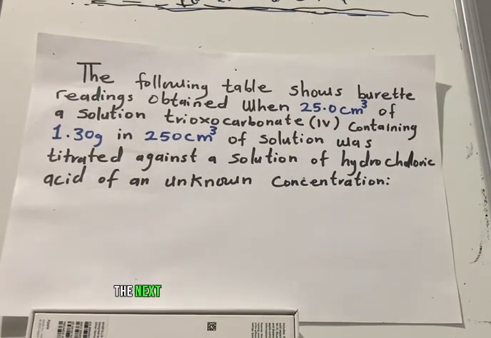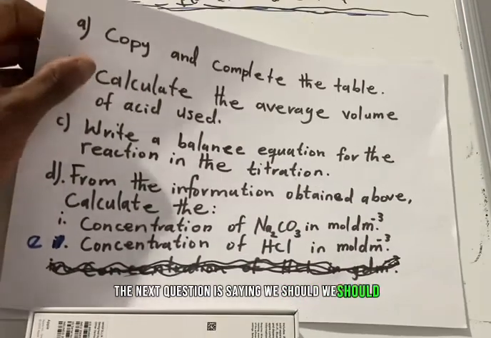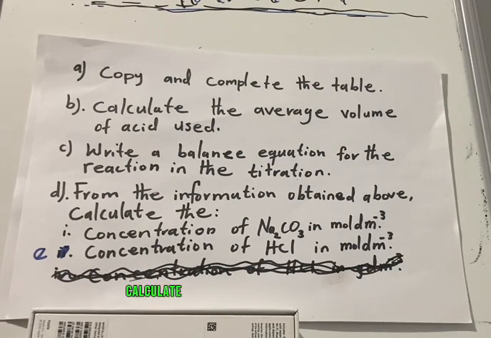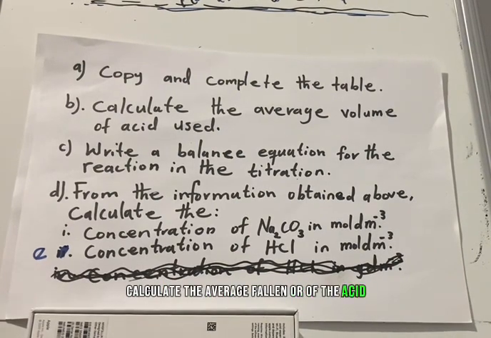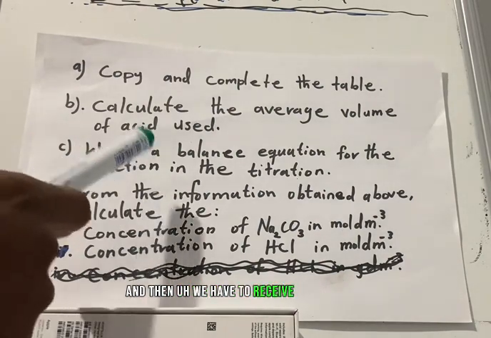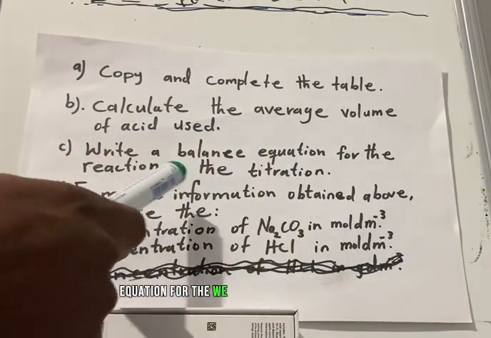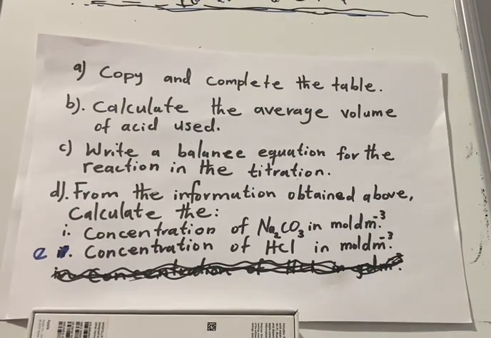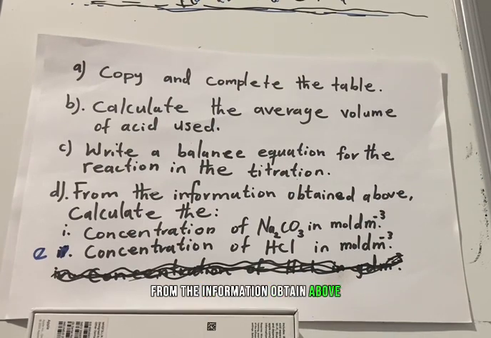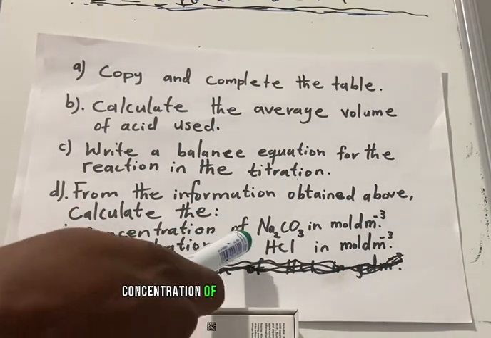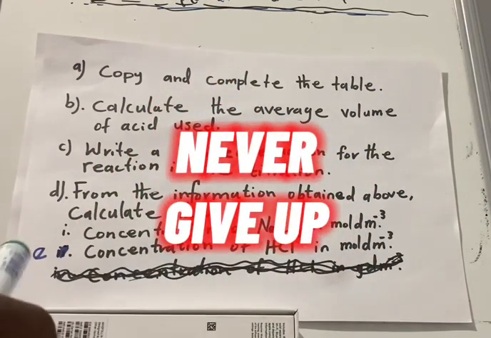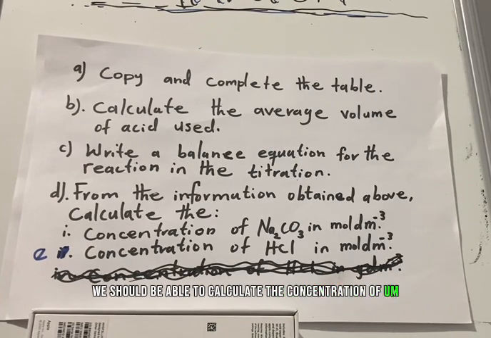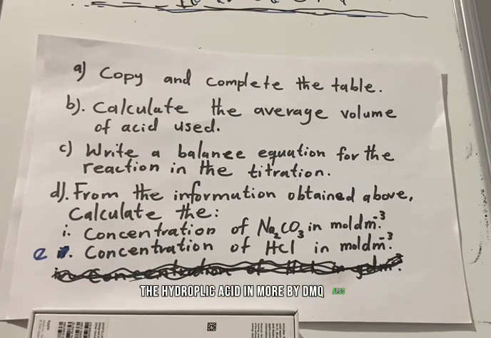So the next question is saying we should copy it and complete the table. And question 2 is saying calculate the average volume of the acid, and then we have to write a balanced equation for the reaction in the titration. And then the next question is saying from the information obtained above, calculate the concentration of sodium carbonate in mole per dm³. Then the second question is saying we should be able to calculate the concentration of the hydrochloric acid in mole per dm³ also.